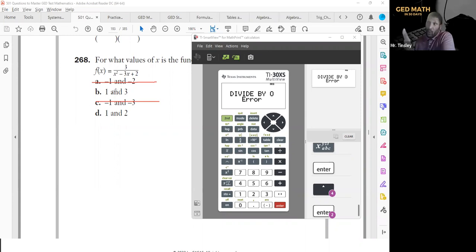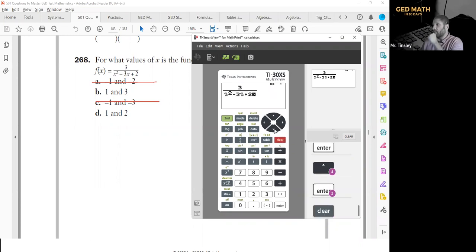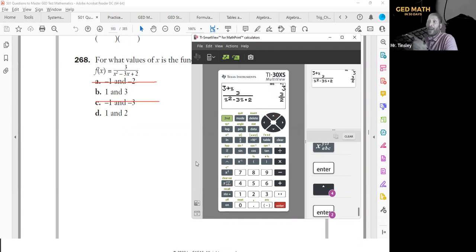So now both B and D have 1. So I'm going to go here. Let's try 3 and 2. 3 store x. Go back up to my expression. Press enter. Do I get an error? No, I don't. So I know it can't be B. My answer is D. That's without doing any work. That's by using the multiple choice and knowing undefined, knowing your denominator can't be 0 and plugging it in.